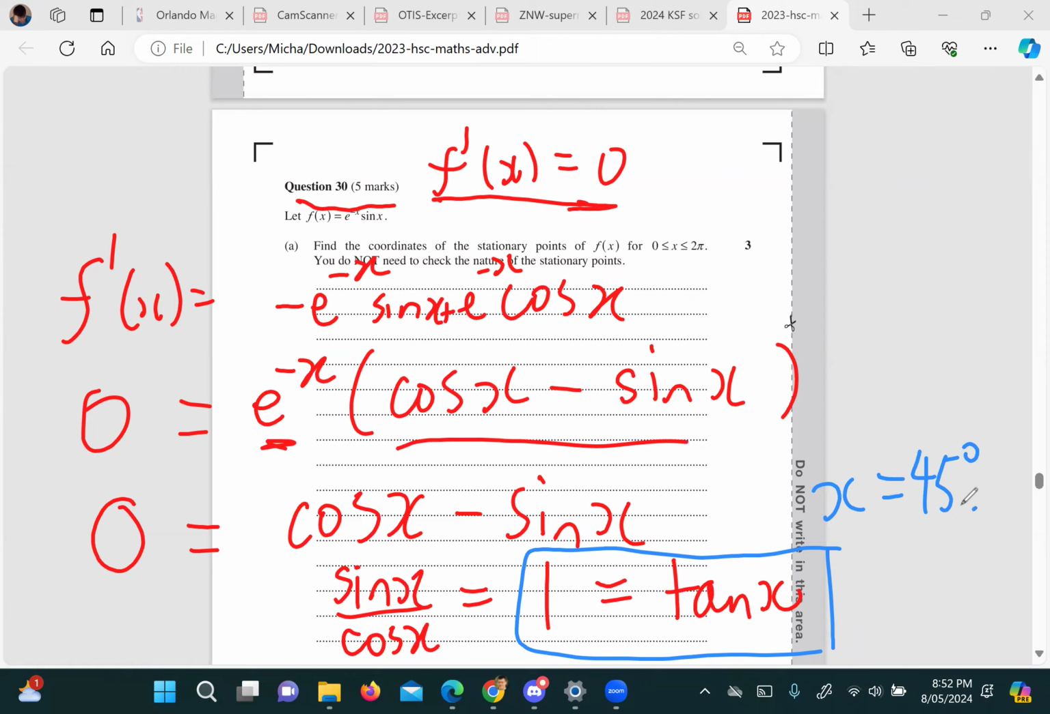Is that your final answer? No, we also have to consider the domain. Oh, good. You're quite on top of this. This is good. And so it's in the first and third quadrant. In the first quadrant it's 45 degrees, and in the third quadrant it's 225 degrees.